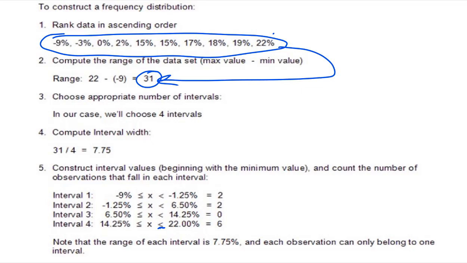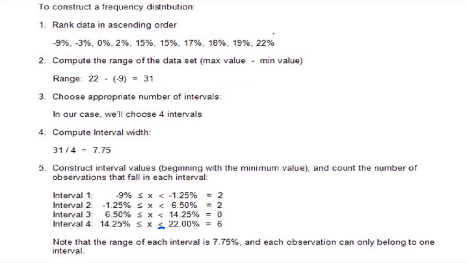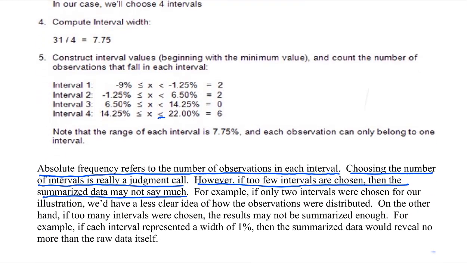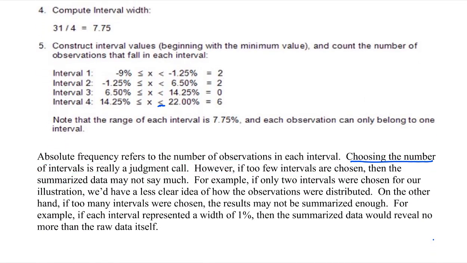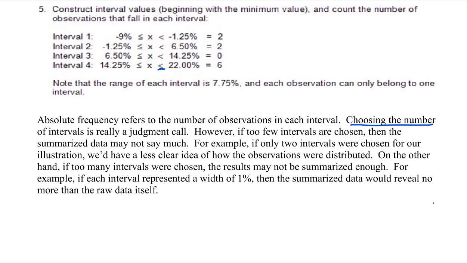That's the problem when you pick a very wide range. It results in too few intervals, so it's like you only have one or two buckets to summarize the entire data. Well, that's not really going to tell you all that much information. So for example, if only two intervals are chosen for illustration, we'd have a less clear idea of how the observations were distributed. On the other hand, if too many intervals are chosen, the result may not be summarized enough.